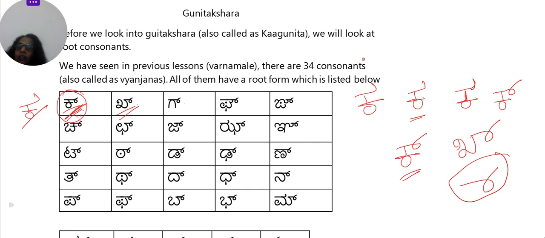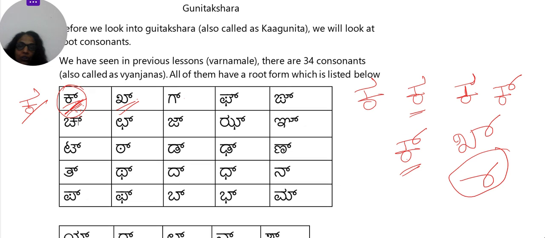This will be k, g, gn, ch, z. That is how you will pronounce all of them. The sound of a will not accompany when you are pronouncing the root consonants. Remember, these are root consonants. So this is how we write the root consonant.